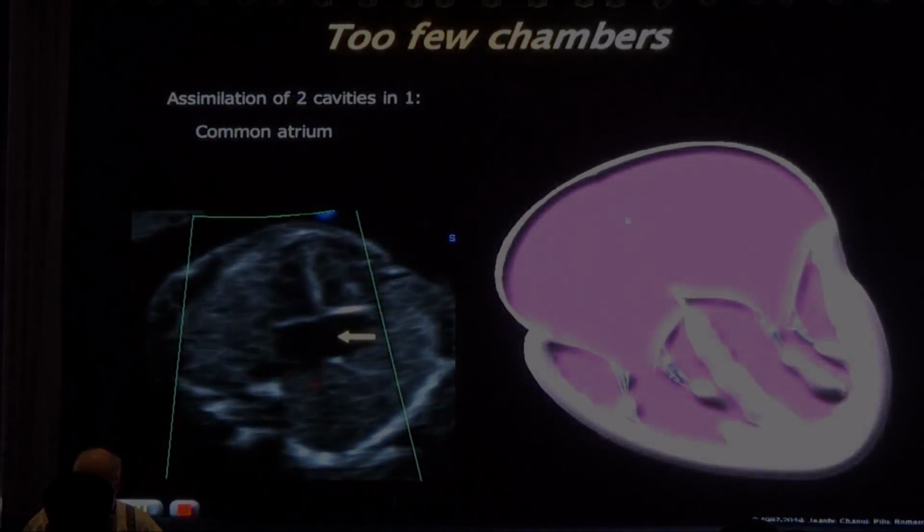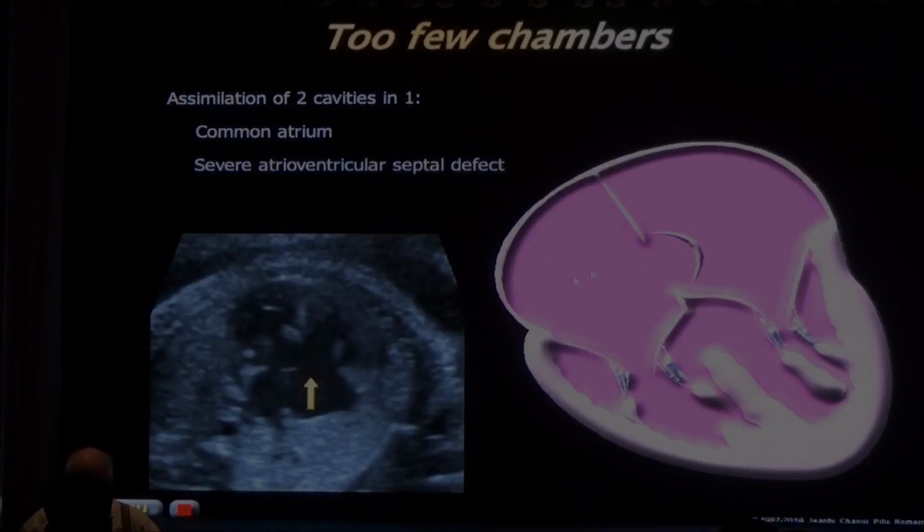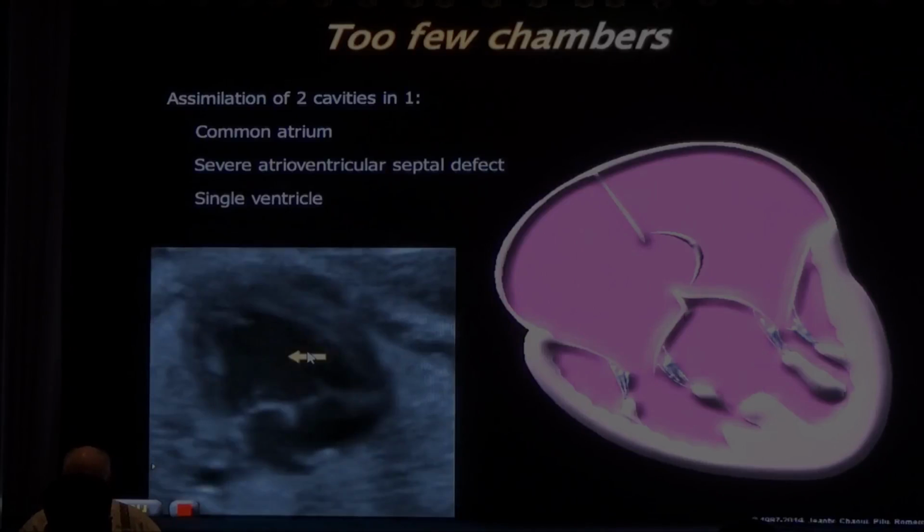Sometimes we have too few chambers. Here we have a large common atrium because the interatrial septum is missing. This is essentially an ostium secundum type of defect. Or you have nothing in between because again we have a common form of atrial septal defect. Or you may have a single ventricle. Here we have one single ventricle, there's almost no interventricular septum, but you see we have two AV valves. This is the tricuspid valve, this is the mitral valve. So this is a double inlet single ventricle.